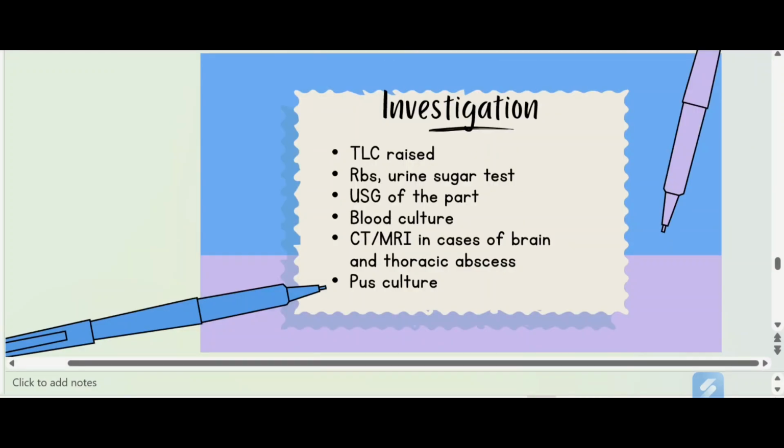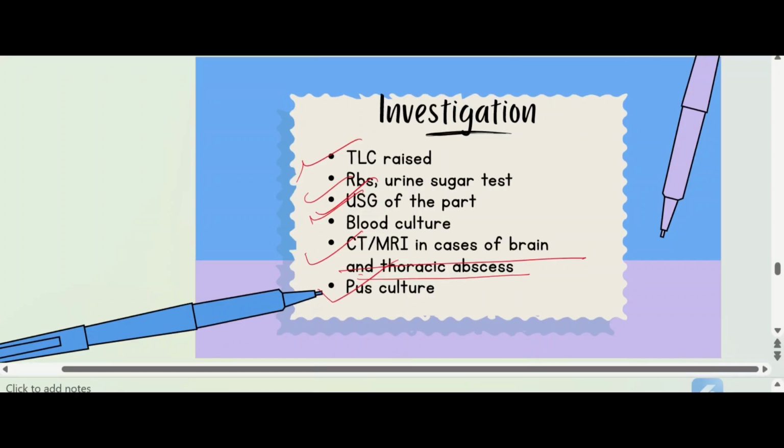Coming to the investigation, for abscess, TLC will be raised. RBS and urine sugar tests are also done to rule out diabetes, because abscesses are also common in diabetics. Blood culture and ultrasound of the part are some of the useful investigations. CT or MRI is not done in all cases, but definitely for brain or thoracic abscesses. This is a drain, we sent it for culture.